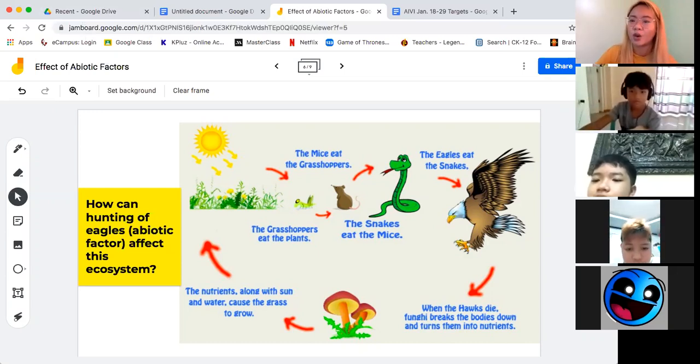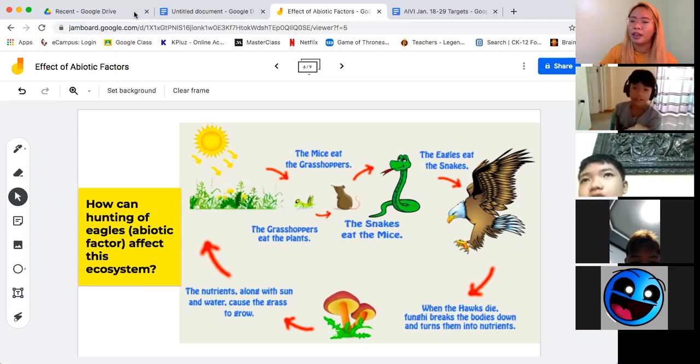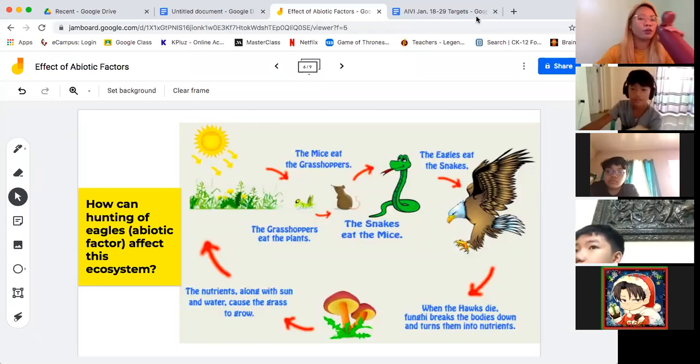Kadish is raising his hand. Can you add additional ideas, Kuya? Kadish, you're on mute. The species of the eagle will be endangered, extinct or endangered. Okay. And the species the eagles eat will be many, such as the snake. If we have more snakes, is it good or bad?